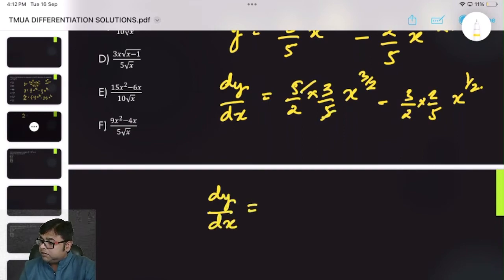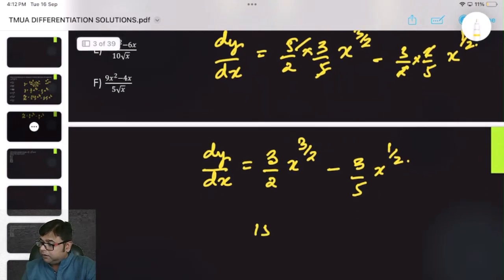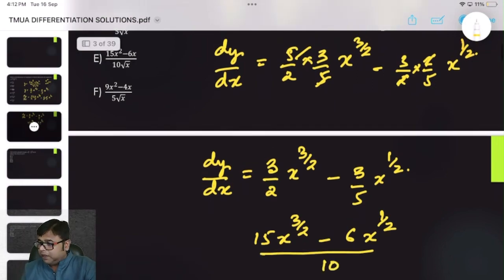5 gets cancelled, so it gives me 3 by 2 x to the power 3 by 2, minus, 3 gets cancelled, 3 by 5 x to the power half. Now on taking the LCM, I get (15 x to the power 3 by 2 minus 6 x to the power half) upon 10. So let me check if we have this in the options.